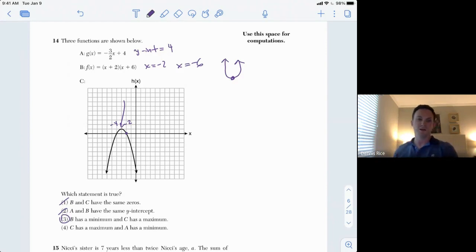Choice 3. Maybe you could have skipped to that, but I just wanted to show 1 and 2 were wrong. And what was 4? C has a maximum and A has a minimum. A line doesn't have min and max, so it's a line. It doesn't have max or mins. Only quadratics do. Or absolute value too, I guess. Okay, choice 3 for 14.